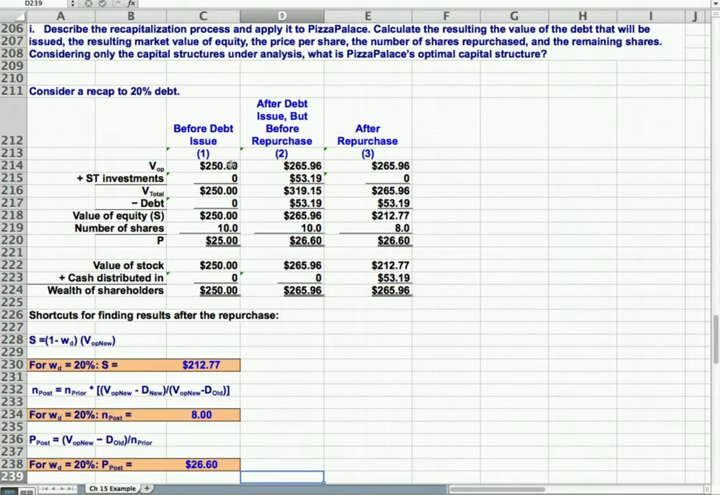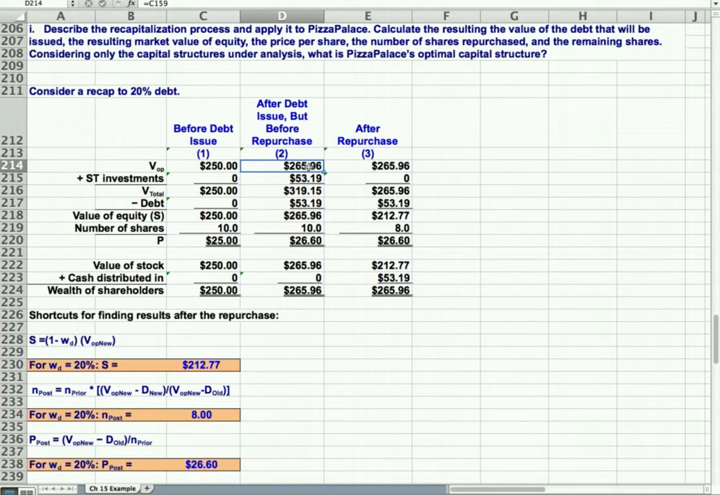So we start before issuing the debt. We have 250 as the value of operations, no short-term investments, totaling 250, no debt. The value of equity is obviously then 250. If we had 10 shares, it's $25 per share. Now what we're going to do in the next step is issue the debt, but we won't buy back the shares yet. So we issue the debt.